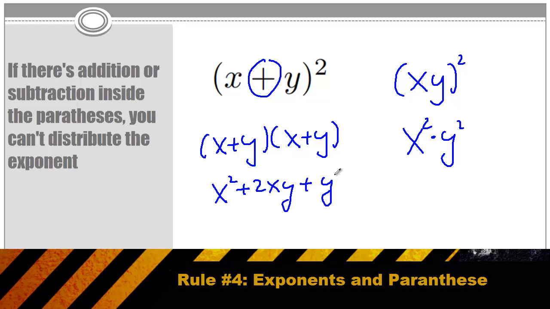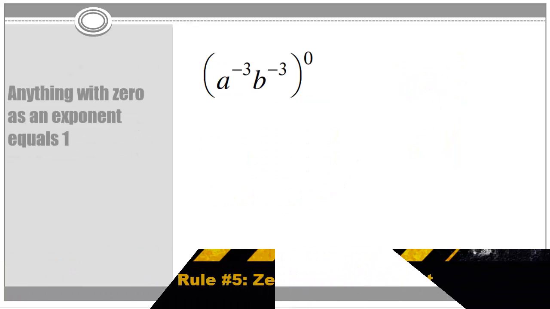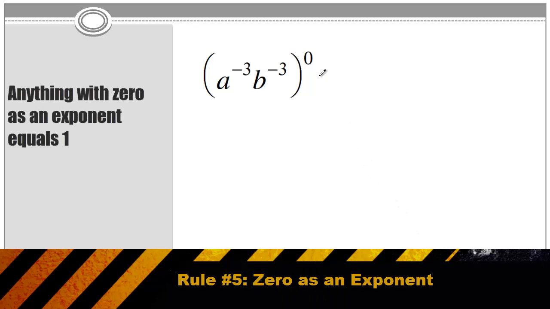plus y squared. The next rule is that anything raised to a 0 exponent equals 1. So in this case, we don't care at all what the a and the b are because it's raised to a 0. So the answer is 1.